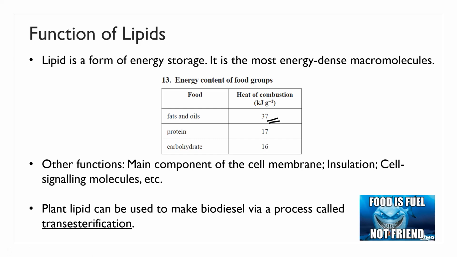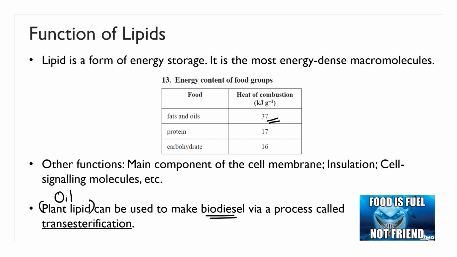I want to quickly talk about this function, of course. So plant lipids. Plant lipids is a fun way to say oil. But you can use animal fats as well, obviously. Especially when we talk about waste oil or waste fat that can be used or upcycled to produce biodiesel. But plant lipid can be used to make biodiesel via a process called transesterification. Probably the best word to say, and to sound smart. I really enjoy saying the word.